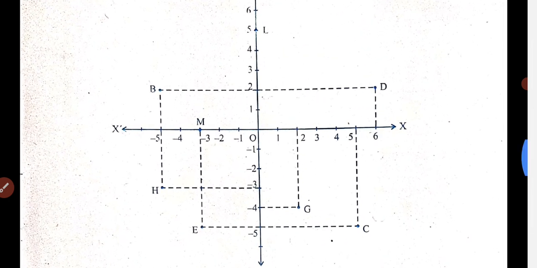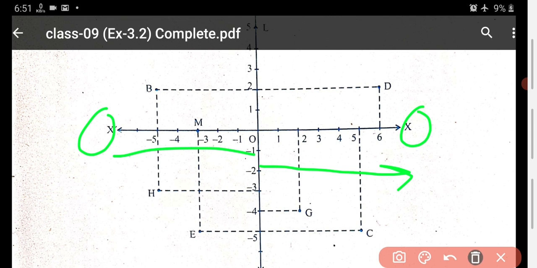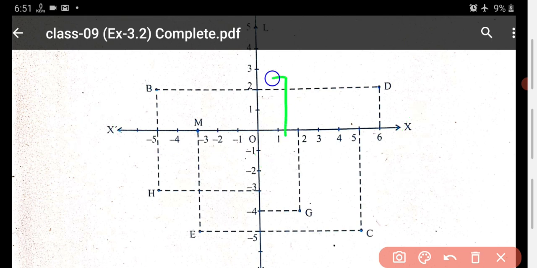In this figure, first I am going to explain the figure, then we come to the question and answer. This line is known as what? The x-axis, and the vertical line is the y-axis. So x means the value goes in the positive direction, and x dash means it goes in the negative direction. In the same way, y goes in the positive direction and y dash goes in the negative direction. And at the intersection of these, this point O is the origin, and the coordinate is 0, 0.